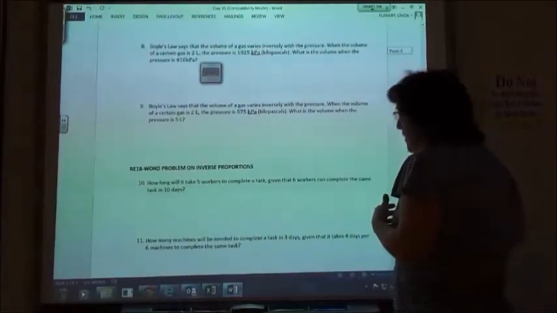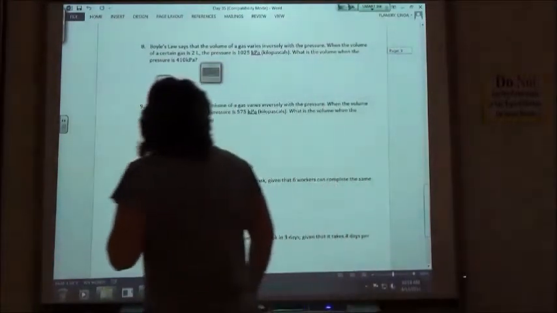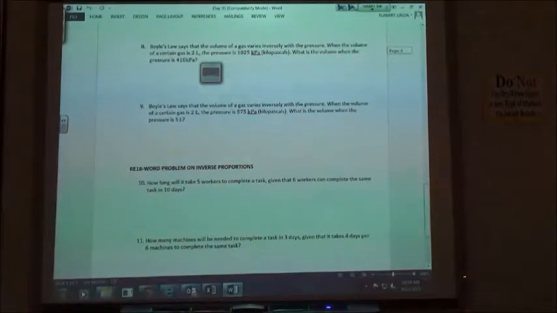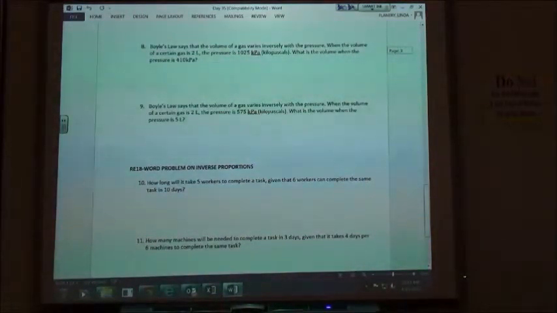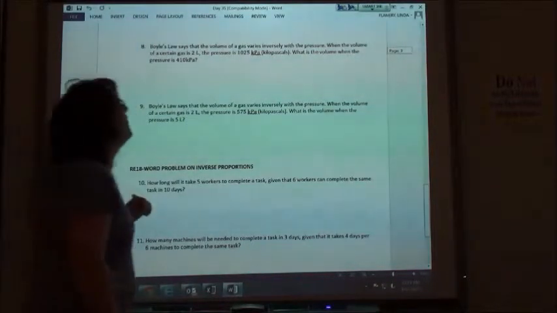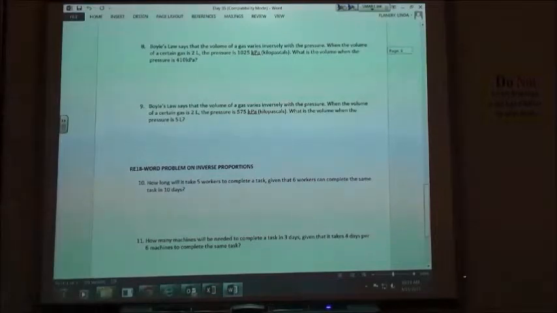So number 8, Boyle's law says that the volume of a gas varies inversely with the pressure. The higher the volume, the lower the pressure. When the volume of a certain gas is 2 liters, the pressure is 1,025 kilopascals. What is the volume when the pressure is 410 kilopascals?